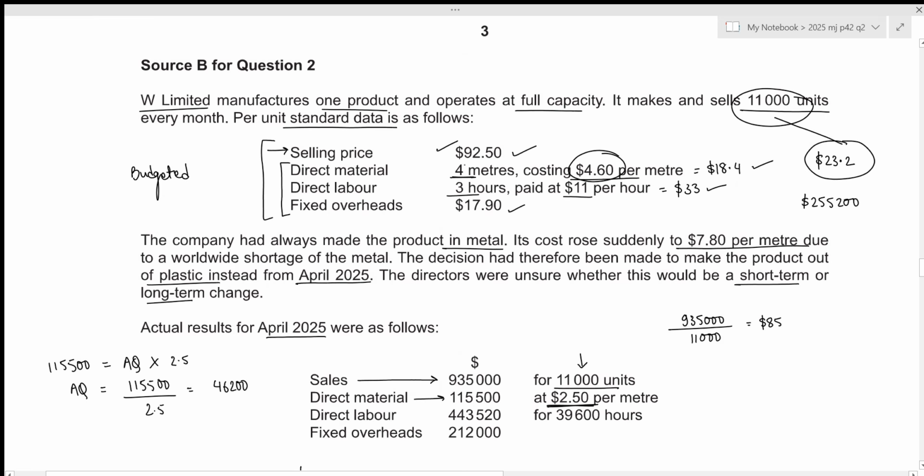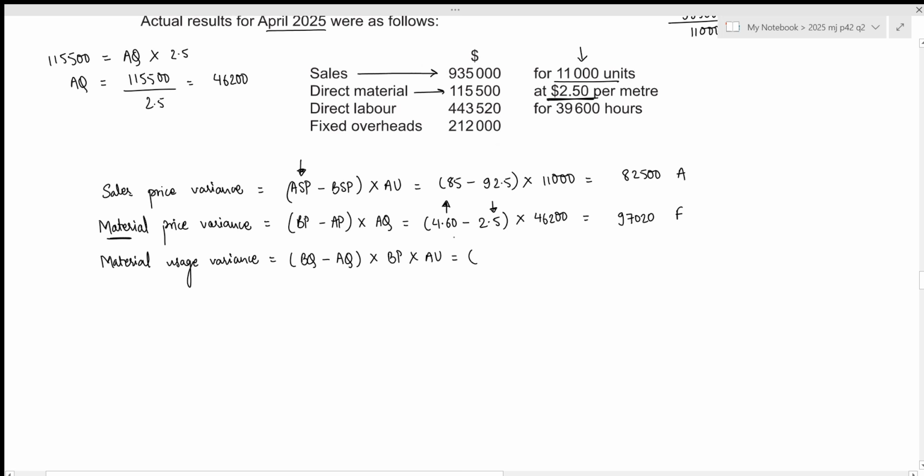Okay, so the budgeted quantity is that we expected us to need 4 meters per unit. So that is our budgeted quantity. Now for the actual quantity per unit, we have the total value. This 46,200 is for the total of 11,000 units. So in order to get the value per unit, we can just divide it by 11,000. This will result in 4.2. So we actually required 4.2 meters per unit. Then the budgeted price per meter, we already have it 4.6, and the actual units is 11,000. This results in the value of negative 10,120.